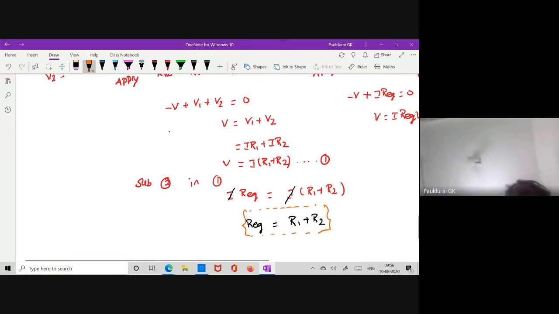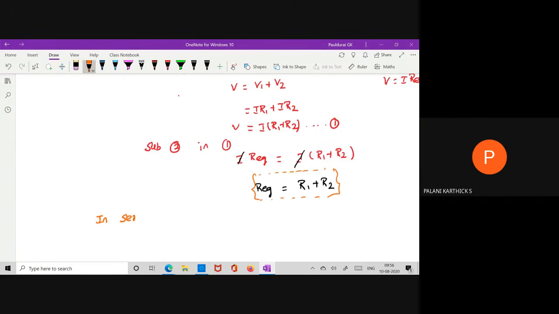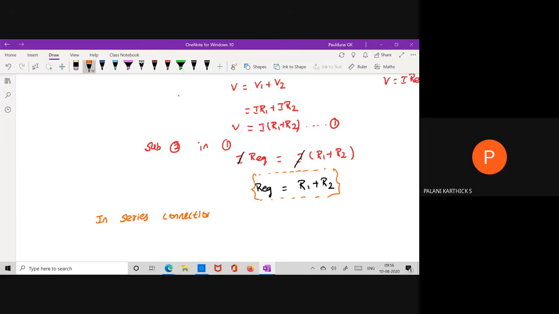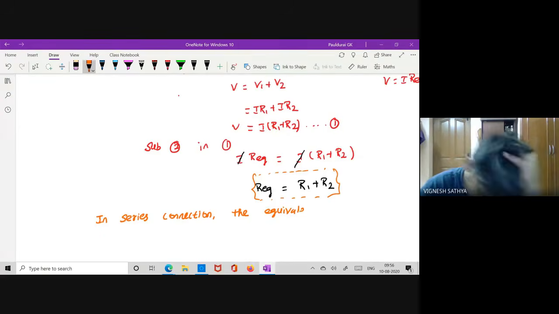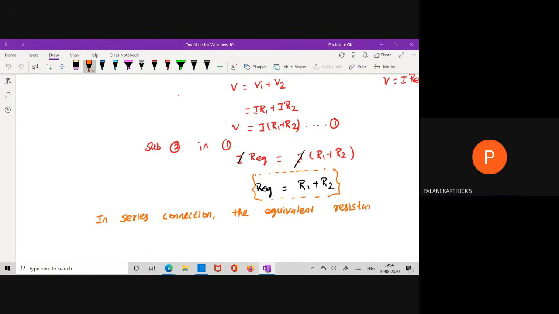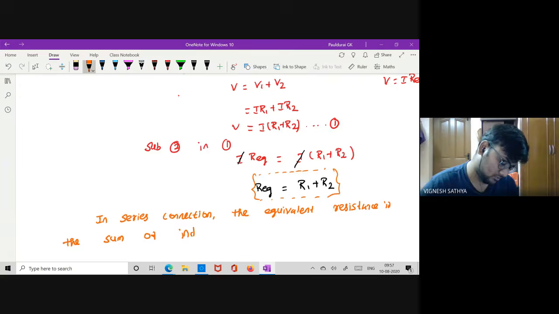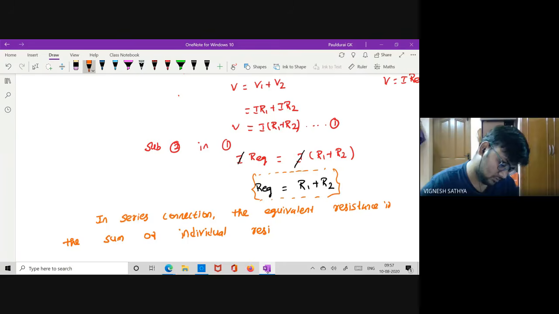So what is the conclusion? I am writing here, in series connection, the equivalent resistance is the sum of individual resistances.